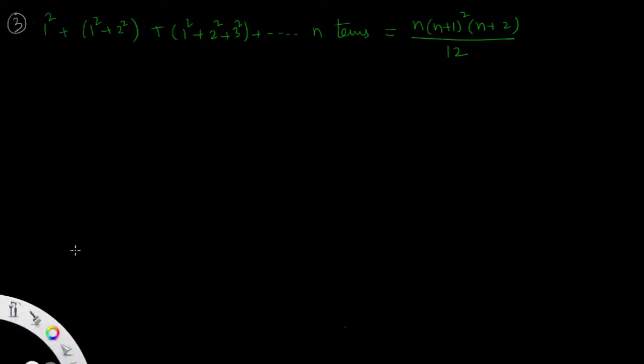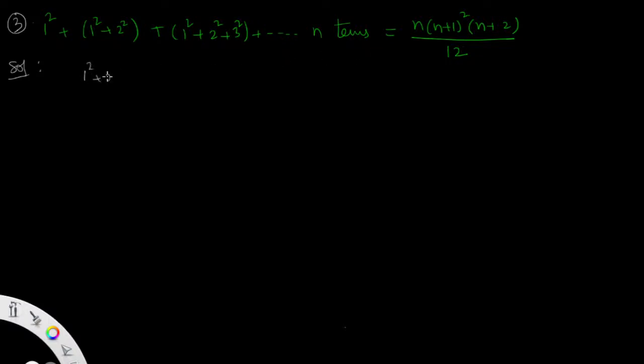Now write the first statements. So solution: first we don't have the nth term, so nth term we have to find. The first term is 1 square. The second term is 1 square plus 2 square. Term 3 is 1 square plus 2 square plus 3 square. In the same way, the fourth term means 1 square plus 2 square plus 3 square plus 4 square. And the fifth term means 1 square plus 2 square plus 3 square plus 4 square plus 5 square. Similarly, you get the nth term.